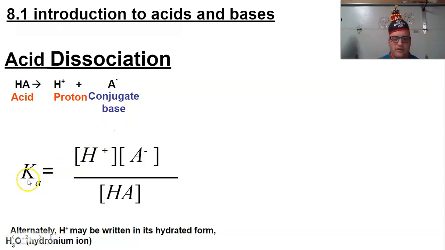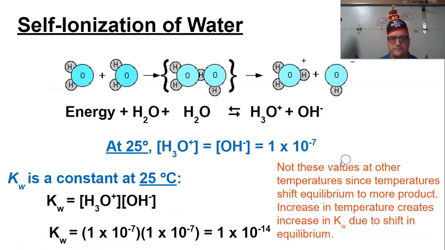Now the equilibrium constant, our Ka for an acid, is the products over the reactants, so you have your ion set over the concentration of the acid itself. H+ may be written in its hydrated form, H3O+. However, I think AP does often use just the H+, so maybe you should as well. You'll see it in a variety of forms, whether in your reading or in these lectures.